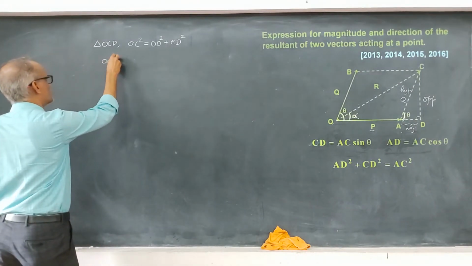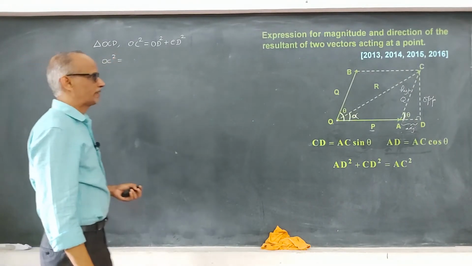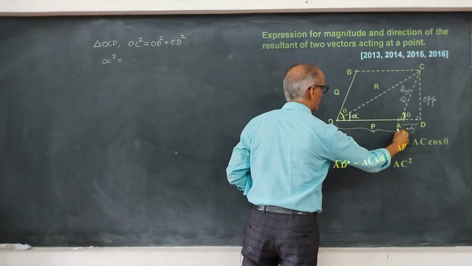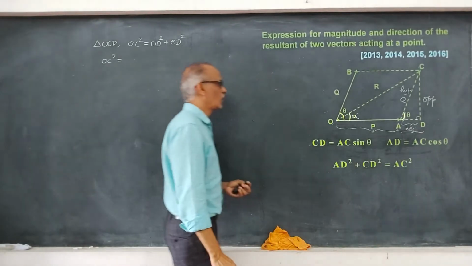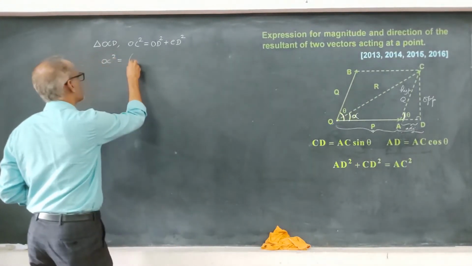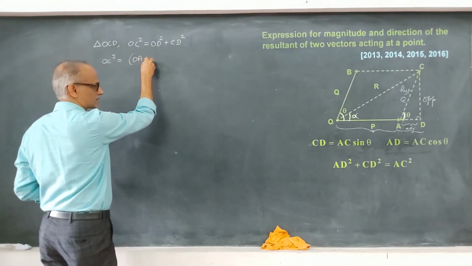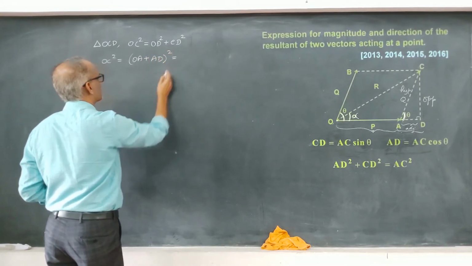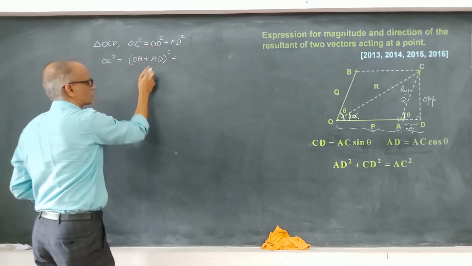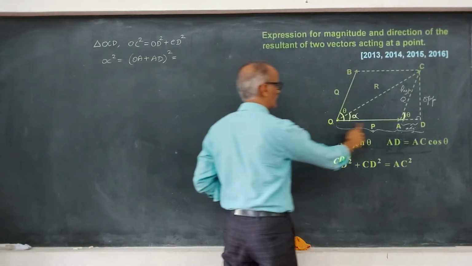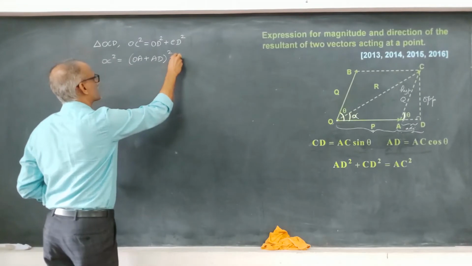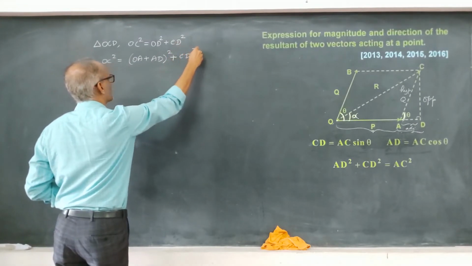The next step, OC square is equal to, OD you can split into 2 parts, it's OA plus AD. OD is nothing but OA plus AD, the whole square, correct? OD I have split into two parts. One is OA plus AD, the whole square, plus this one CD square.